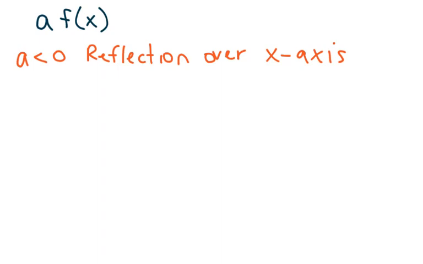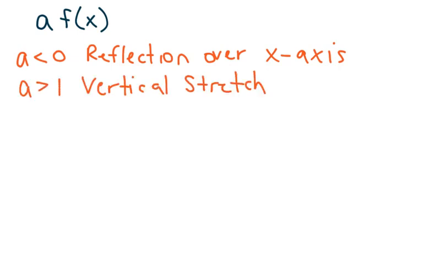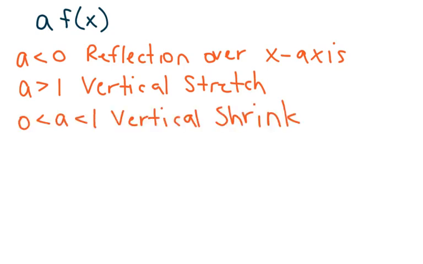So we say that a vertical stretch happens whenever your a value is greater than 1. And if it is less than 1, so between 0 and 1, like a 1/2, 3/4, 0.3 repeating, or etc., then it becomes a vertical shrink. So these are the three different possibilities of what your a value could do.